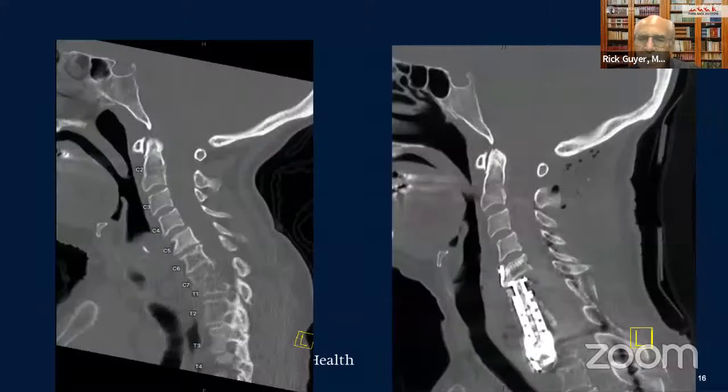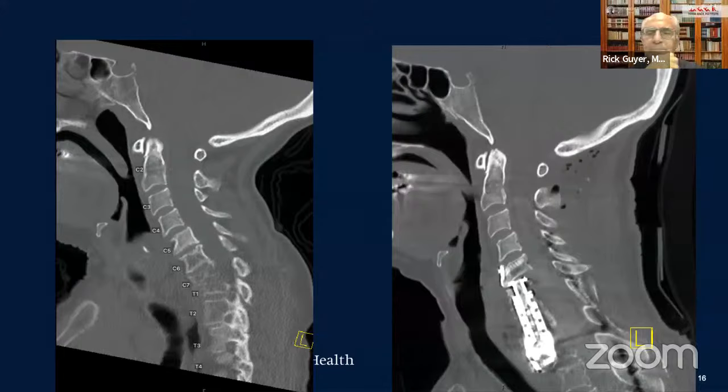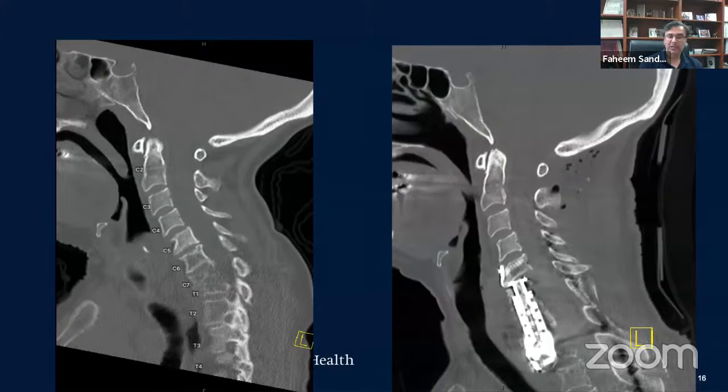Hey, Fahim, can you go back to the previous slide showing the CT? Sure. Were you concerned about the bottom of the construct? Because it looks like it almost looks like it's perched on, I don't know which level that is, T2 or T3. Yes, we were. It's hard. Or did that get displaced over time? No, this was an immediate post-op. So yeah, it wasn't perfect at the bottom.